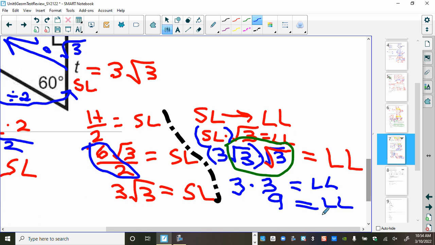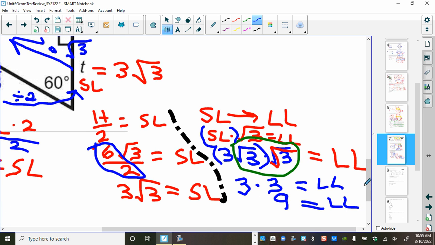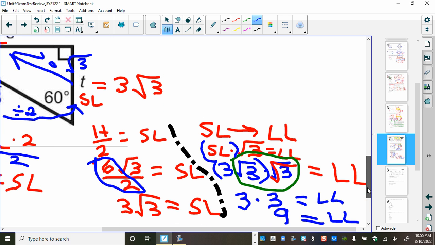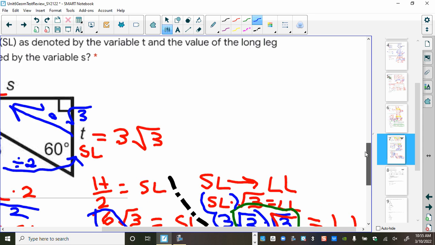So your long leg is going to be 9. I'll put it up there in a moment. So yeah, this long leg, S, is going to be 9. So I'll leave it up there for a second. Okay, questions on that one? But yeah, that's the quickest way out.